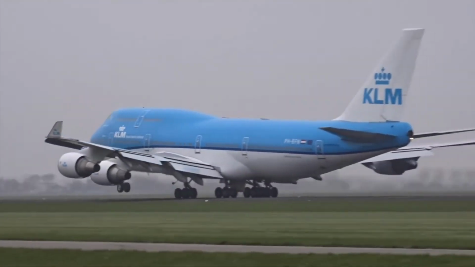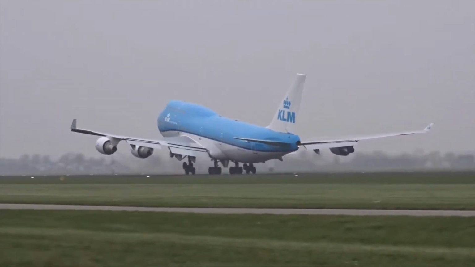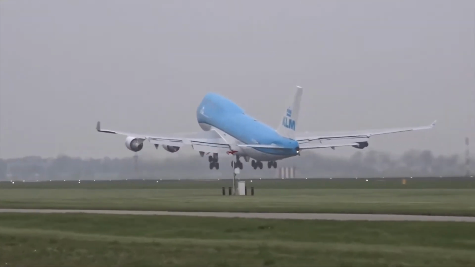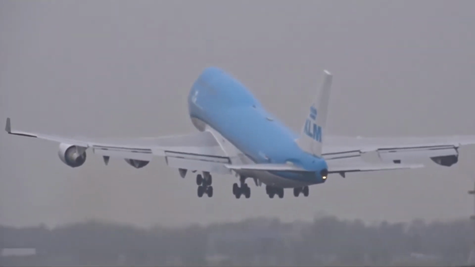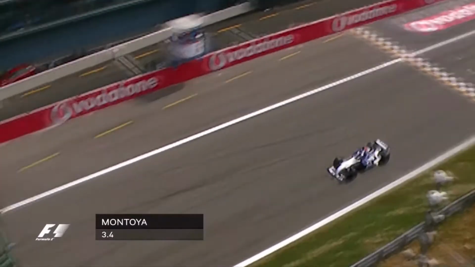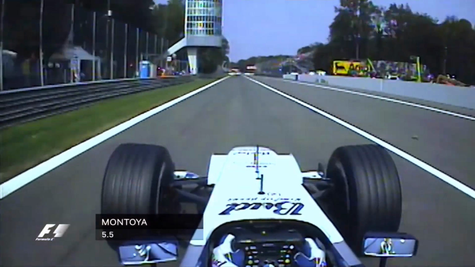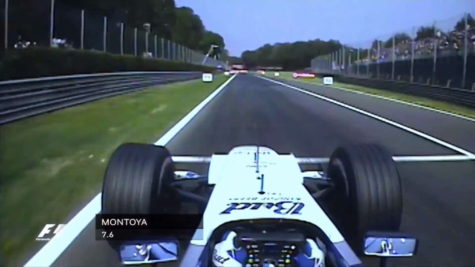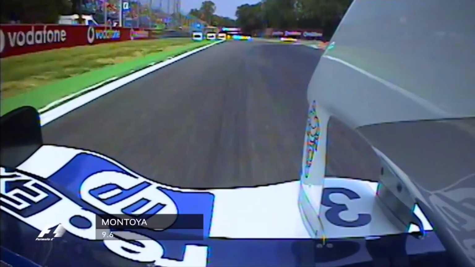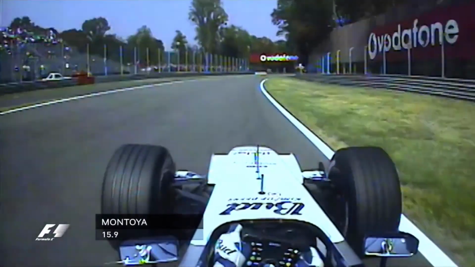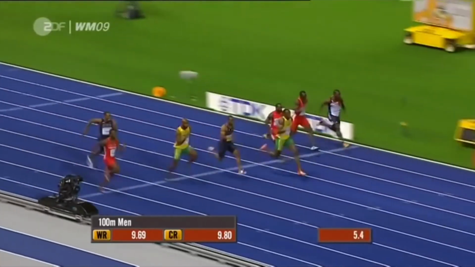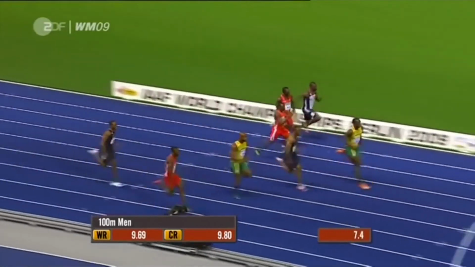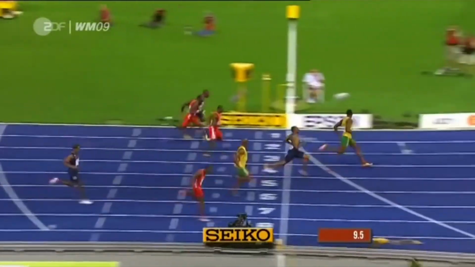Simply put, kinetic energy is the reason jumbo jets can soar high in the skies. It's the reason race cars can set world record lap times and reach world record speeds. It's the reason Usain Bolt is the fastest man alive.